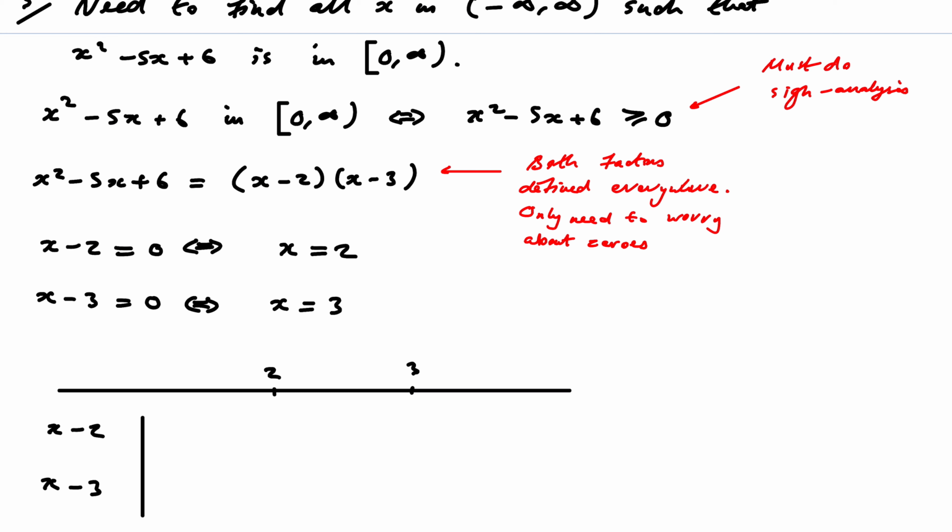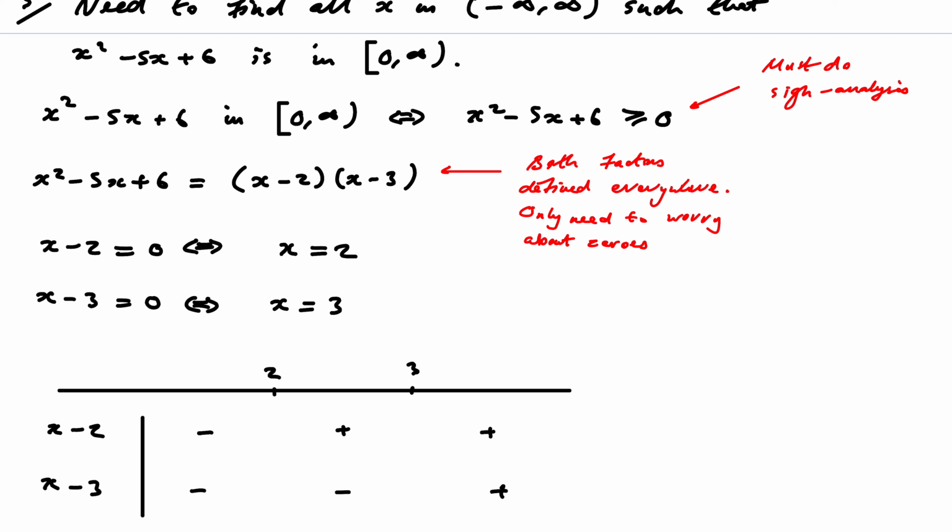Okay, x minus 2 is negative before 2, and then it becomes positive afterwards. So positive, positive. This is me marking the sign of that piece. X minus 3 is negative here. It's negative here until it becomes positive here.